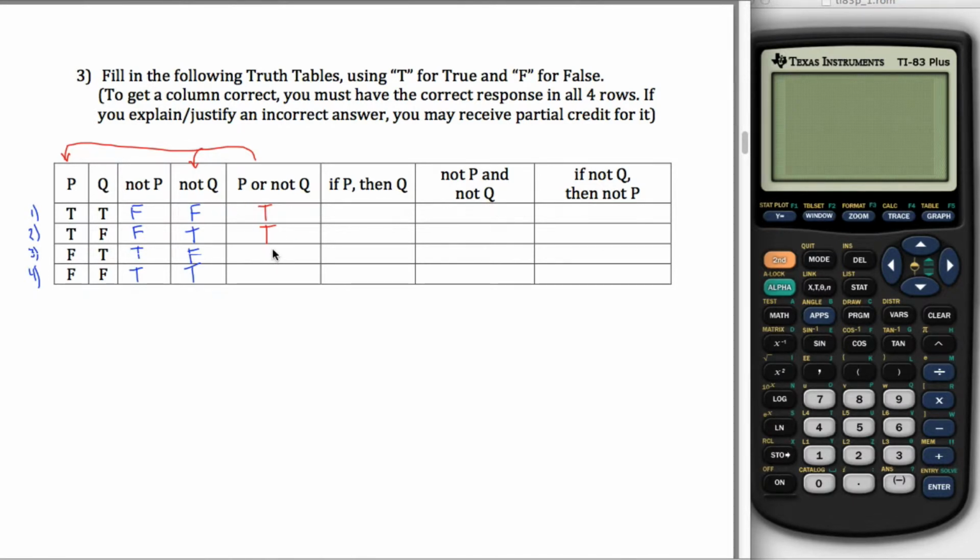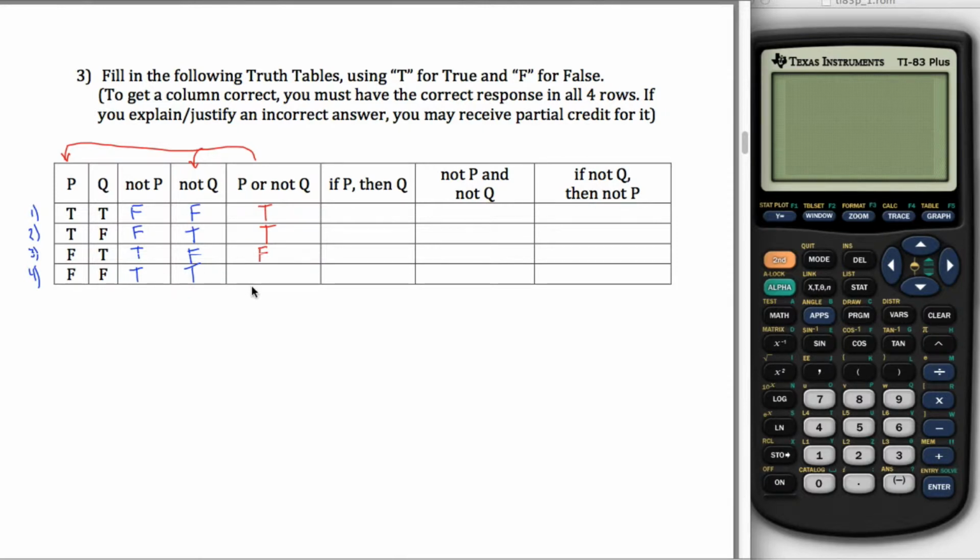Get down to this third row. Note I have a false here. So I do not have a T from this column. So now I need to have one from this column. And I don't. I have a false here also. I have a false in this column and a false in this column. I don't have a true in either one. Therefore, I put a false out here.